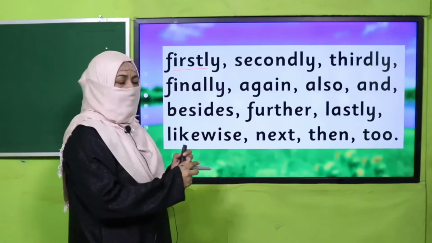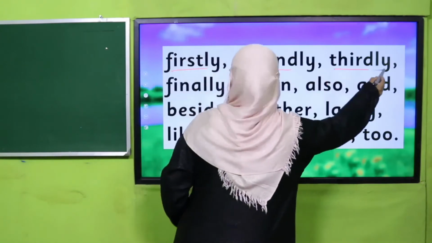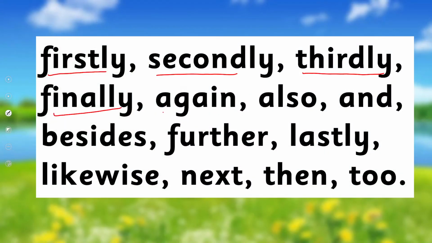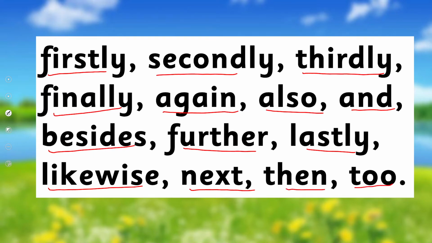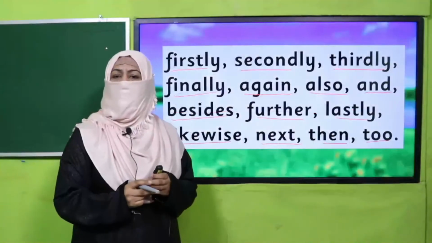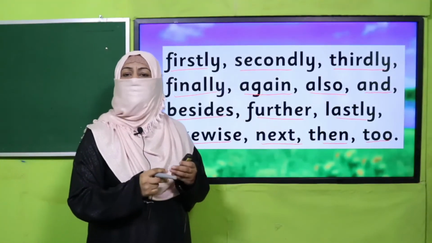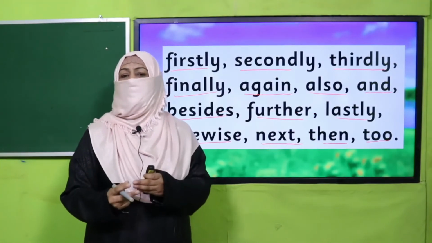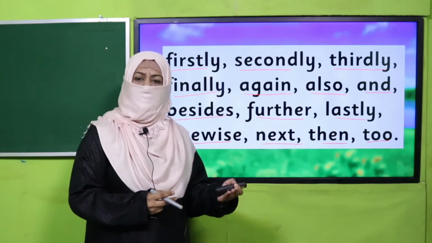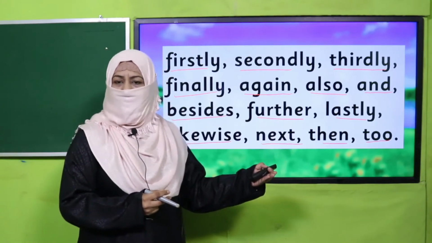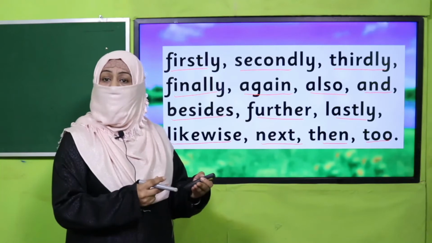Firstly, secondly, thirdly, finally, again, also, and, besides, further, lastly, likewise, next, then, to, and many more. Okay, so these are the words we use when we are writing or telling a procedure. First I did this, next I did this, and finally I did this. Right? This is how we keep explaining the things.